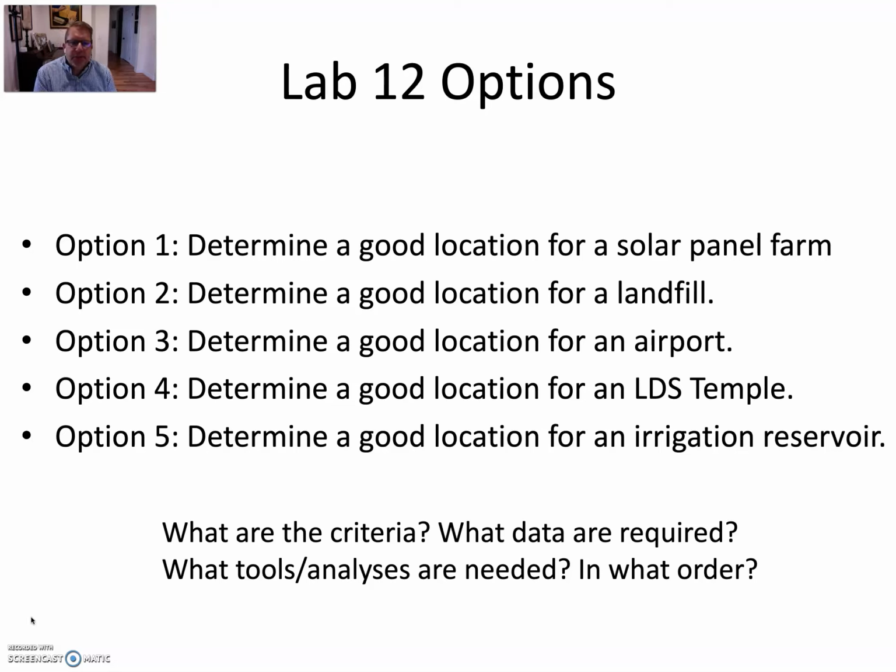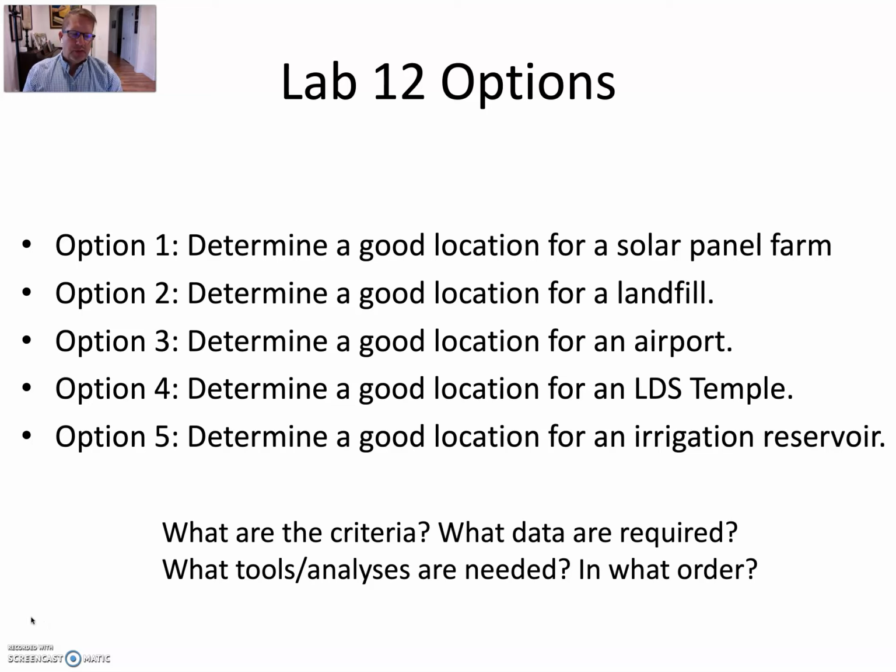These are your options. I would like you to determine a good location for a solar panel farm. And by that I mean a location where you could put out several acres of solar panels to collect electricity and generate power for the community. Determine a good location for a landfill. You know what that is. Determine a good location for an airport. You transportation engineers might find that one to be interesting. A landfill, that's something for the geotechnicals and the environmental engineers. How about a good location for an LDS temple? You structural engineers may one day have to work on something like that.